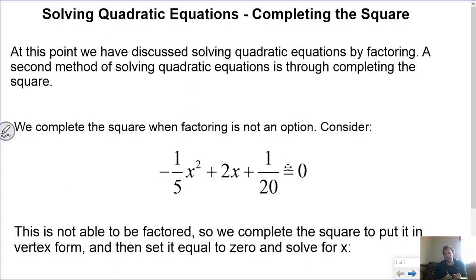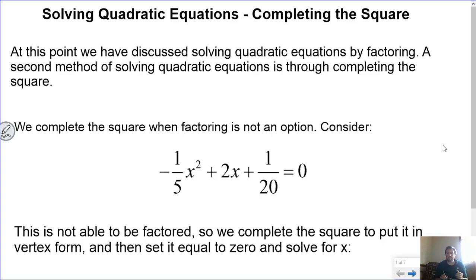Now, why would I use completing the square? Well, first off, this thing can't be factored. If it can't be factored, we have to find some other strategy. If we didn't have access to our technology to graph it, and we aren't able to factor it, then we have to pick a different strategy. And we're going to look at two of those today. We're going to look at completing the square first, and then we're going to look at using the quadratic formula.